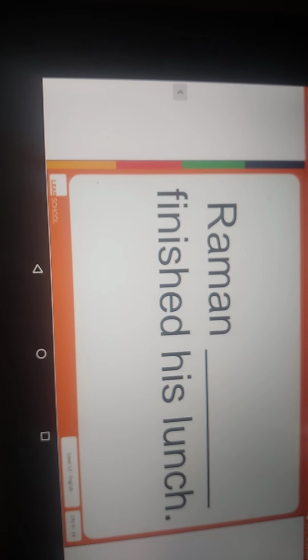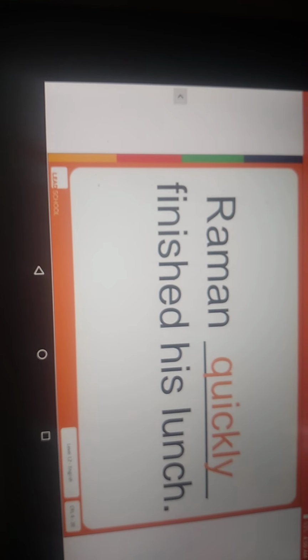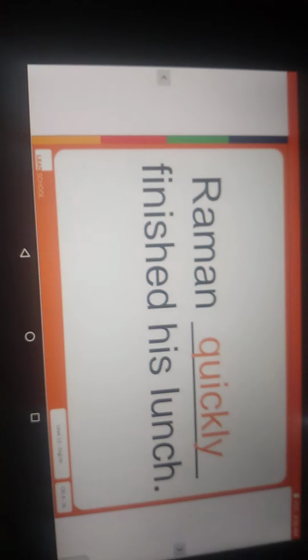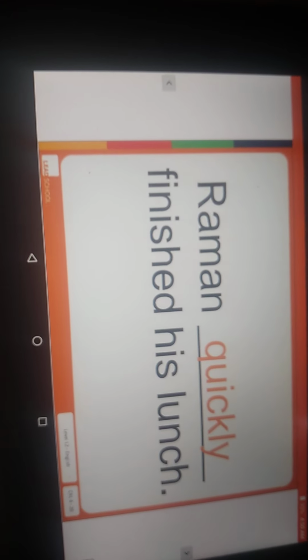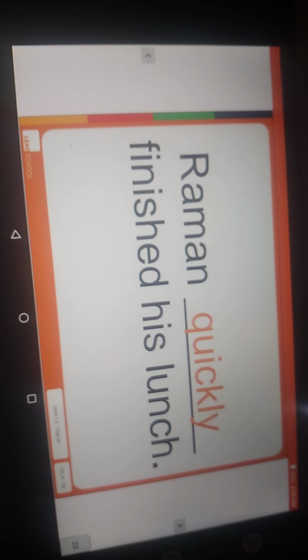Quickly. He quickly read through the book. Raman dash finished his lunch. Raman quickly finished his lunch. That's all, children. Hope you understood the 5 new whole words, children. Let's move on to reading and listening comprehension.